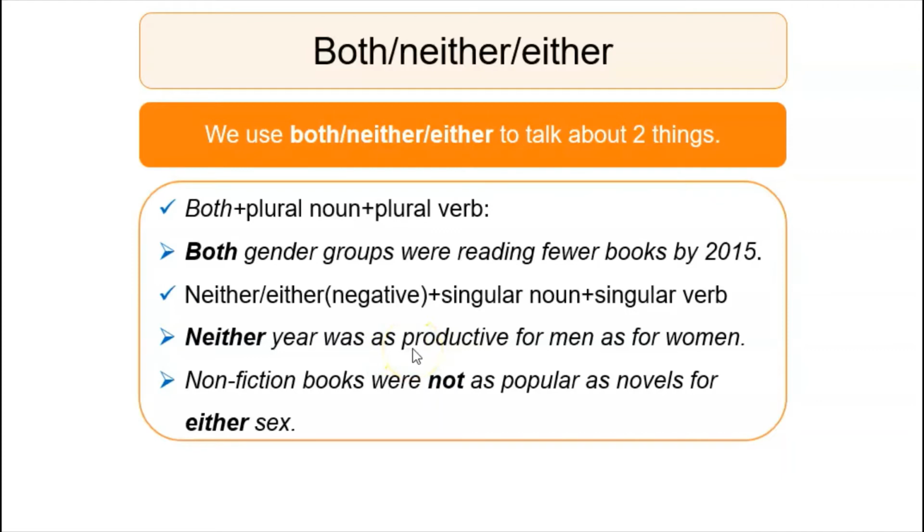Okay, and with either, non-fiction books were not as popular as novels for either sex. So the difference between either and neither here is that here we've got not. Not is already negative. And in English, we don't use a double negative usually. So we have not either, right? In contrast, for neither, the N in neither gives you the negative.